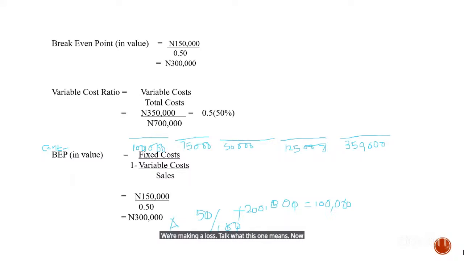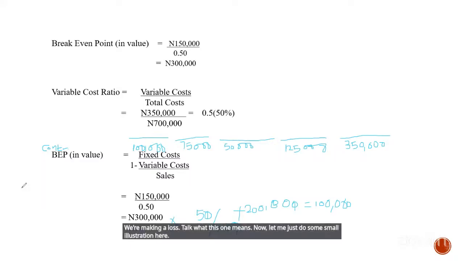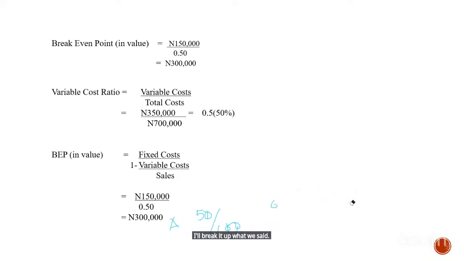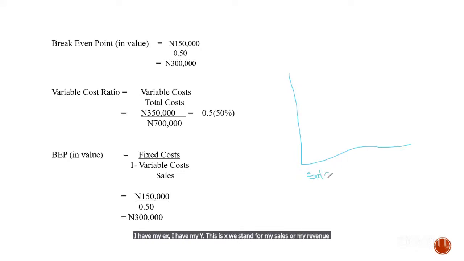Now, let me just do a small illustration here. Let me use some graphical illustration so that you understand what I'm saying. At break-even point, we said sales or revenue is equal to costs. So let me just draw my graph here. I have my X, I have my Y. This is X, which stands for my sales or my revenue. This is my cost. The Y axis is my cost.